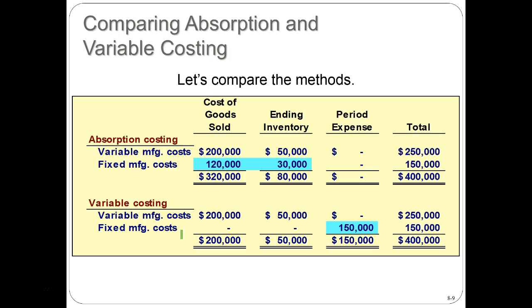So that would be a timing difference. If you reconcile the total of these, it's going to come out the same, meaning that the variable manufacturing cost and the fixed costs come out to 400. The variable and the fixed come out to 400 either way, but we do have this timing difference as to when this expense is going to hit the income statement.